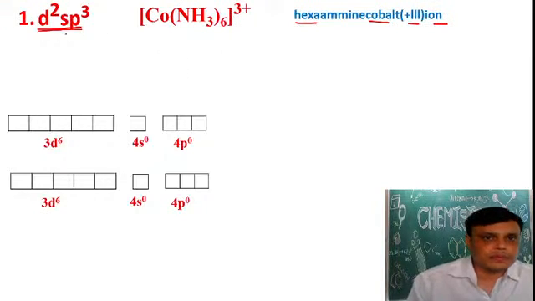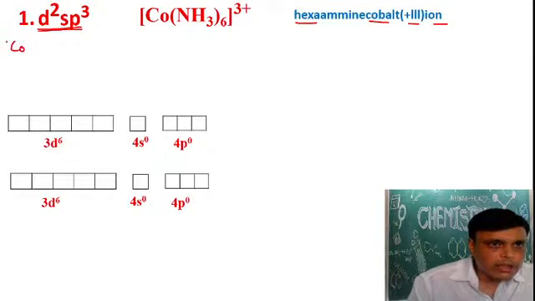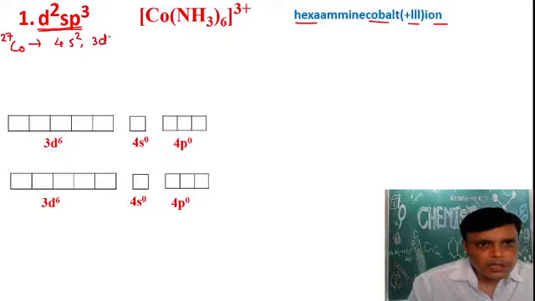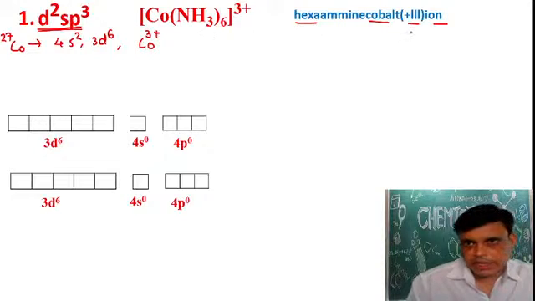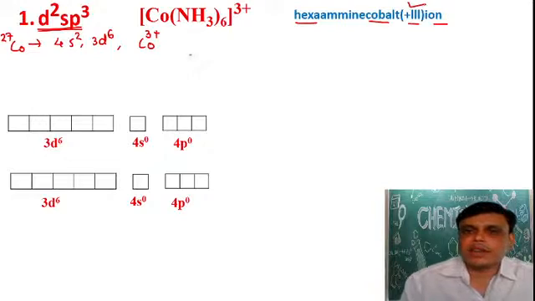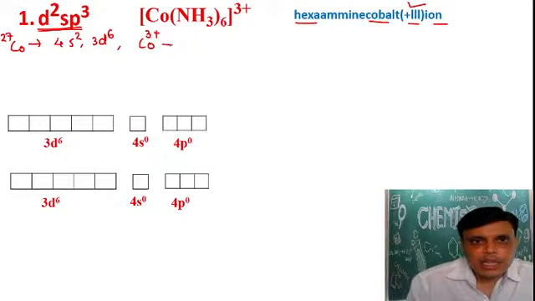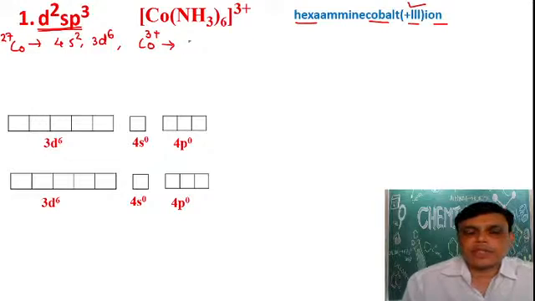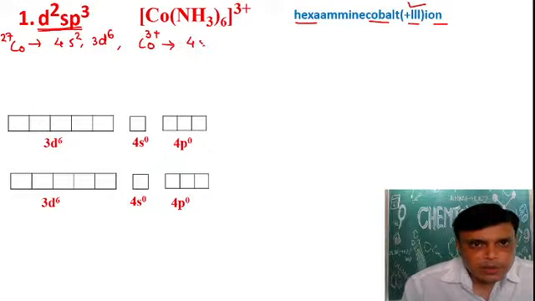ठीक है. Now कोबाल्ट का एटॉमिक नंबर कितना है? कोबाल्ट का एटॉमिक नंबर इज 27. इट्स वैलेंस शेल इलेक्ट्रॉनिक कॉन्फ़िगरेशन इज 4s2 3d6. ठीक है, so this is in zero oxidation state. Now in this complex cobalt is present in 3 plus oxidation state. ठीक है ना, कोबाल्ट की ऑक्सीडेशन स्टेट कितनी है? 3 प्लस है. 3 plus oxidation state means 3 electrons are removed. So 2 electrons will get removed from 4s orbital, it will become 4s0, and 1 electron will get removed from 3d orbital.